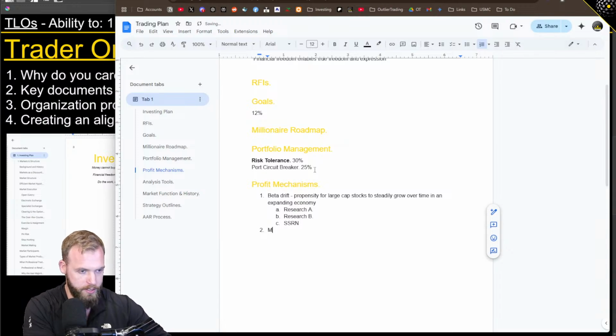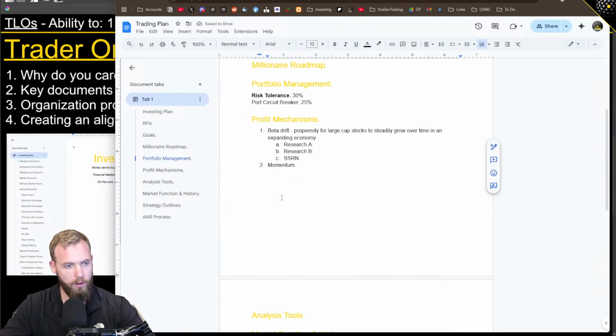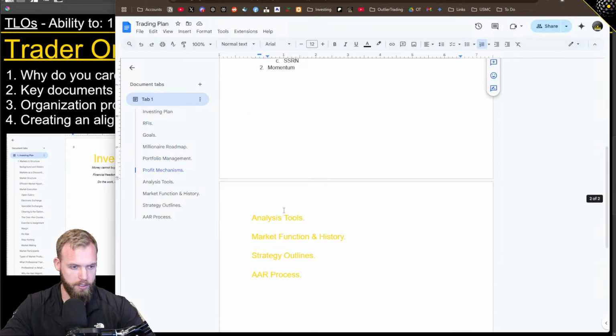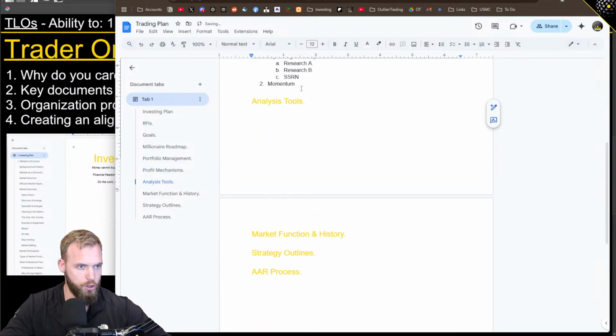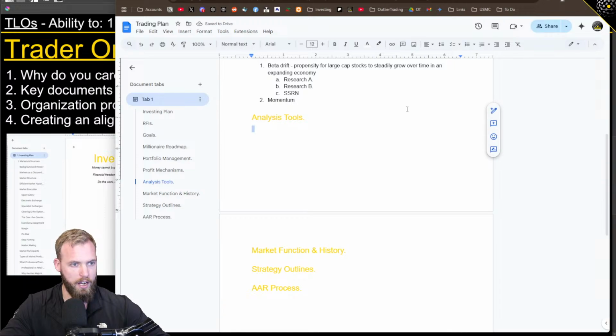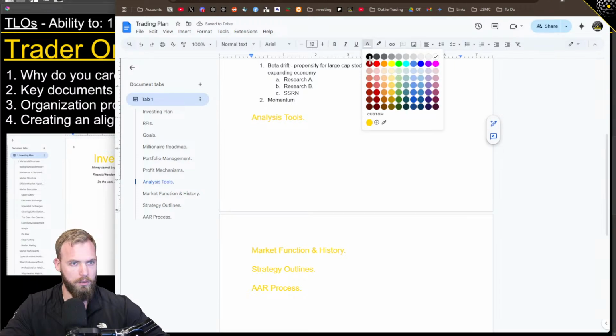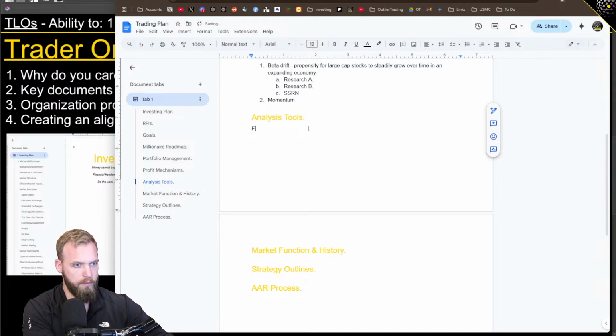Another great example here is momentum. This is well documented. And so on and so forth. I would list out the different profit mechanisms I'm intending to trade. The analysis tools, I would break this out to be guiding concepts.